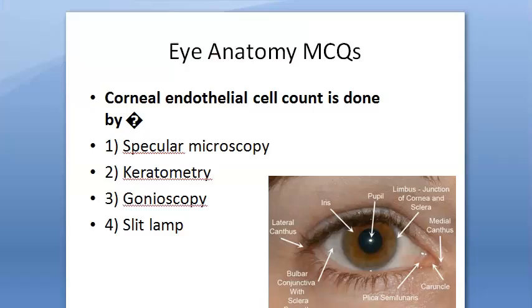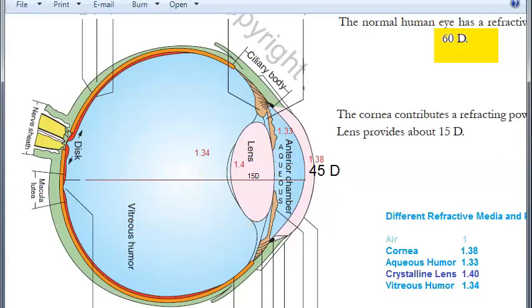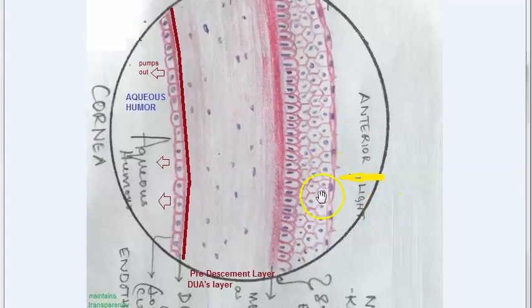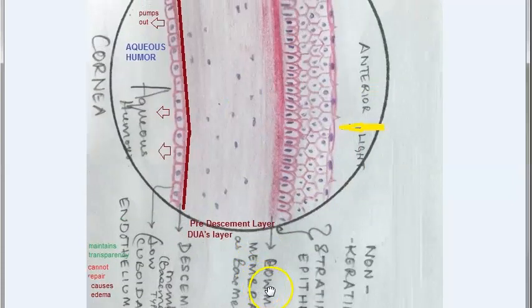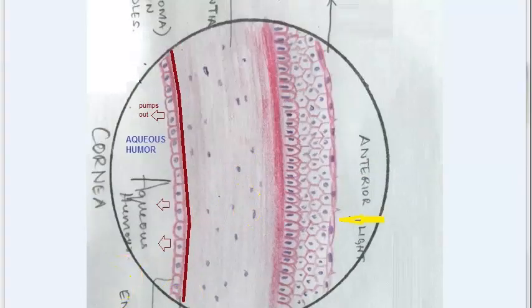Look at this. Corneal endothelial cell count is done by which method? Where is the cornea? Here, the outermost, right? So the cell count in the endothelium. Endothelium means inside, so the inside part of the cornea. This part somewhere, the endothelial cell count you want to know. Whatever is outside will be the epithelium, but we are talking about the endothelium here. So they want to know the cell count in this endothelium.